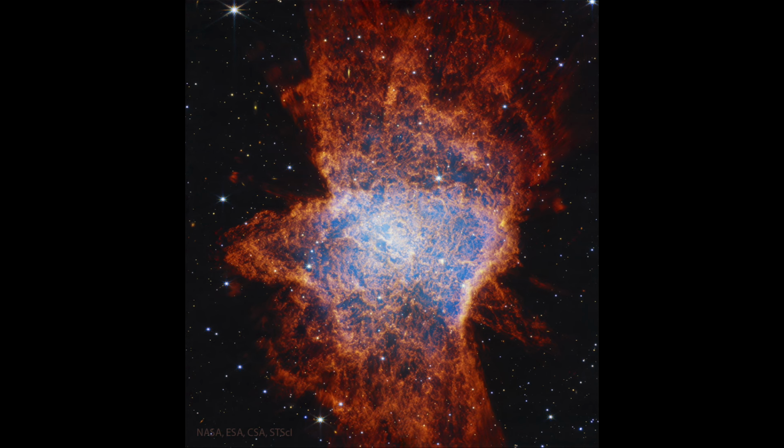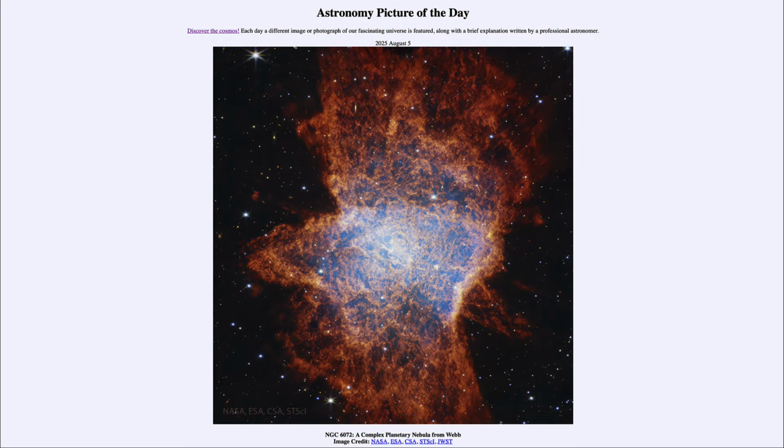So, as the Webb Space Telescope continues to study more and more of these nebulae, the more that we get, the better statistics we get, and the better we're able to really put together a pattern and a model of how objects like this work. So that was our picture of the day for August 5th of 2025. It was titled NGC 6072, a complex planetary nebula from Webb.